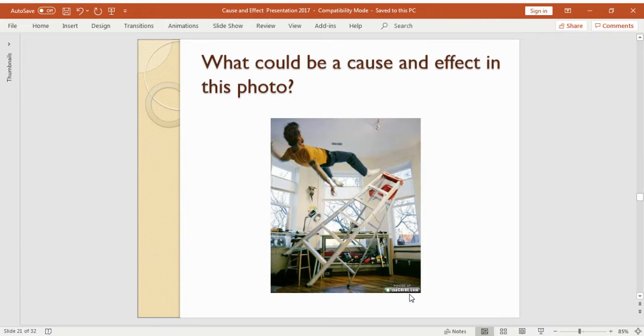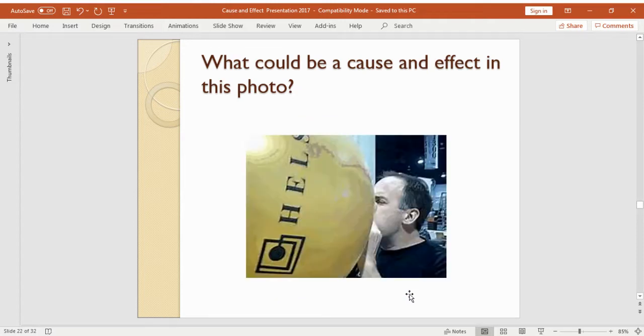If you told me the ladder slipped, you are correct. Great job. You hit it. Okay, looking at the next picture. This man is blowing and blowing on this balloon. What will happen if he continues to blow on this balloon?